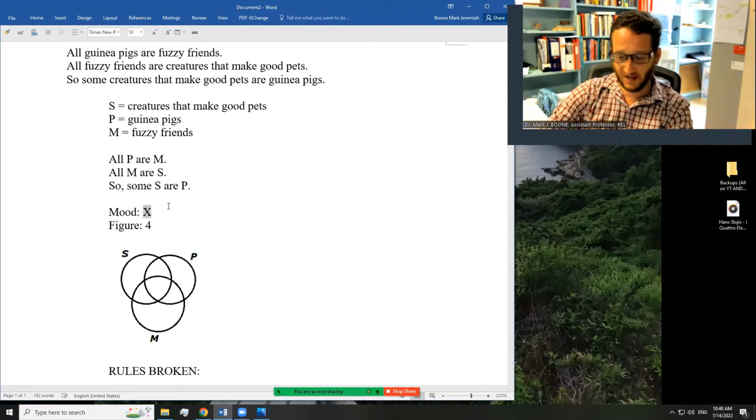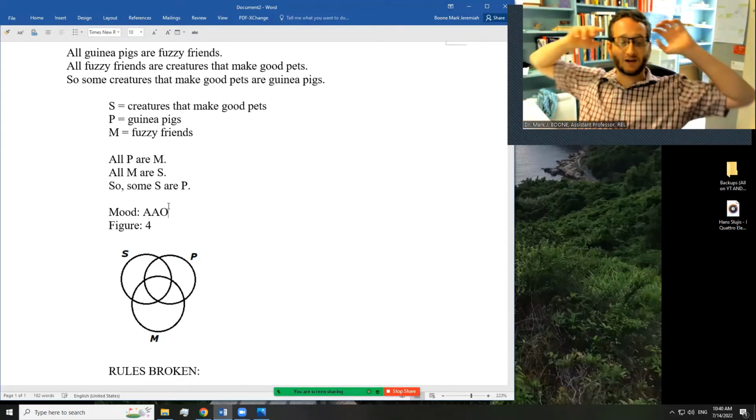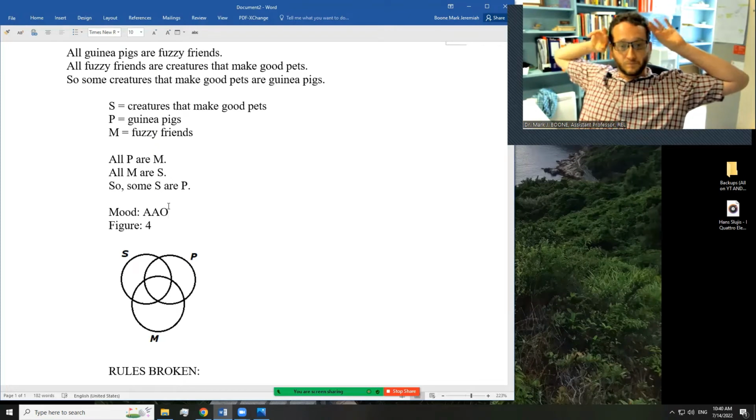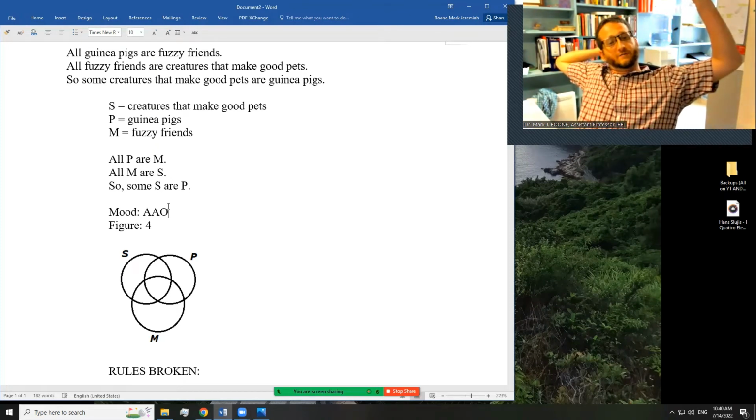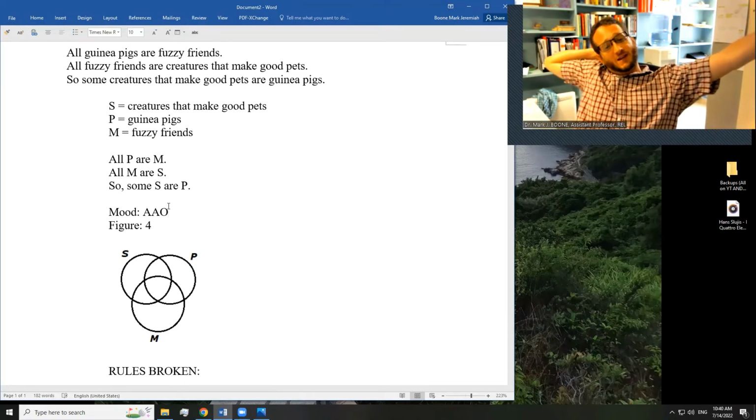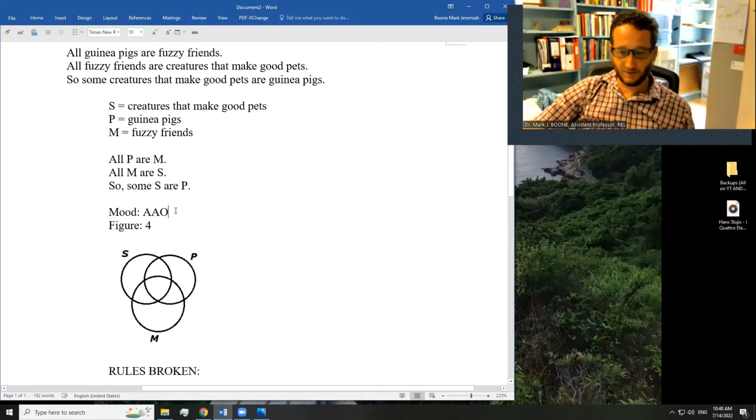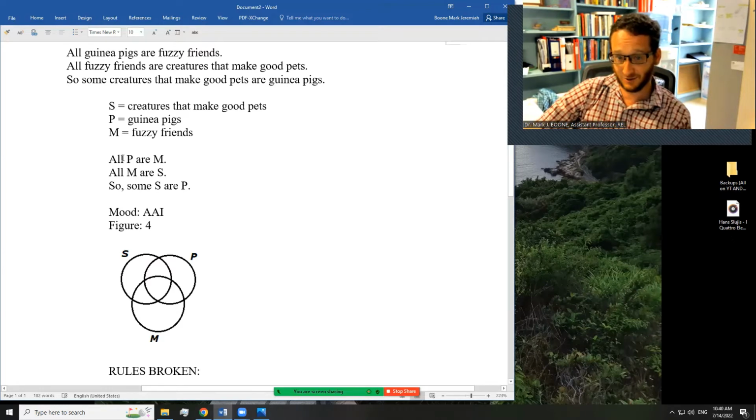The mood is AAO, because first premise A, second premise A, conclusion. Make that I, AAI. First premise A, second premise A, conclusion I. All right, AAI, figure 4.